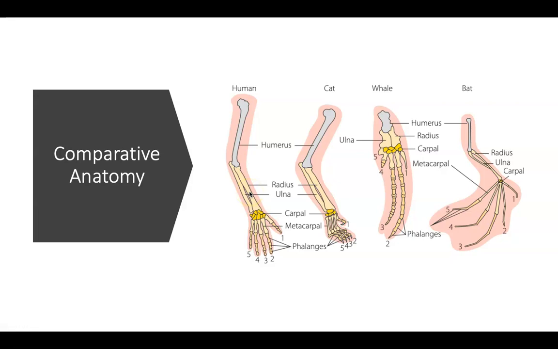And this provides some evidence that maybe at some point there was a common ancestor that had this original bone structure that all of these different organisms have then evolved from.